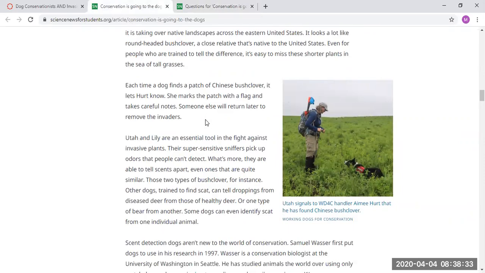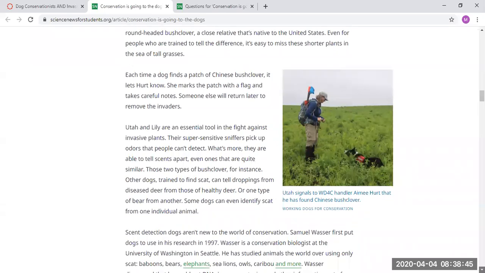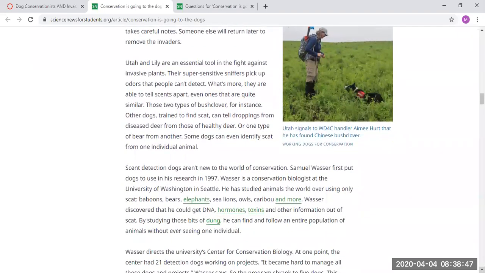Each time a dog finds a patch of Chinese bush clover, it lets her know. She marks the patch with a flag and takes careful notes. Someone else will return later to remove the invaders. Utah and Lily are an essential tool in the fight against invasive plants. Their super sensitive sniffers pick up odors that people can't detect. What's more, they are able to tell scents apart, even ones that are quite similar. Those two types of bush clover, for instance.